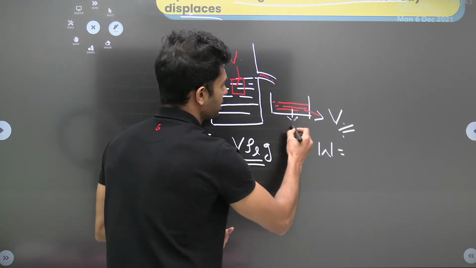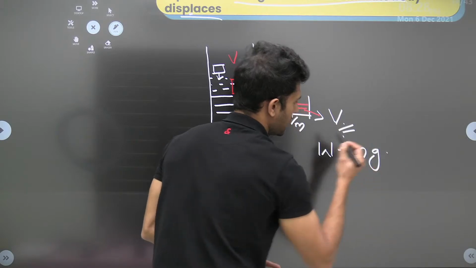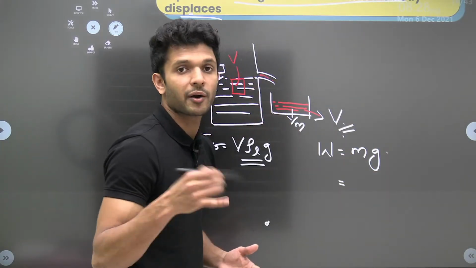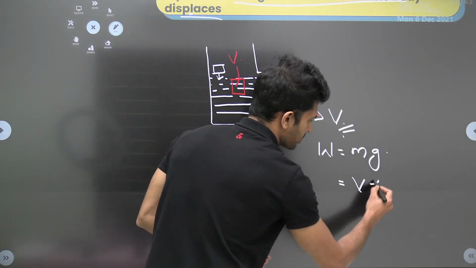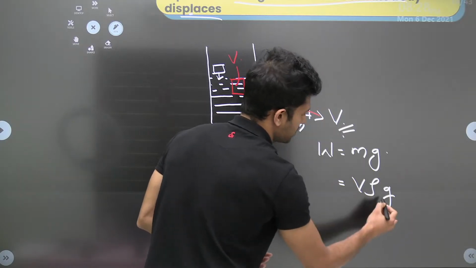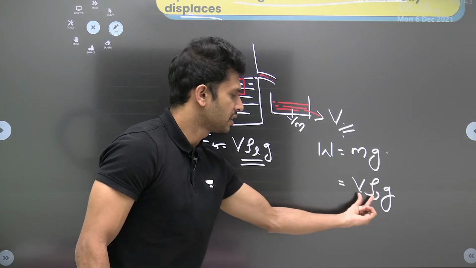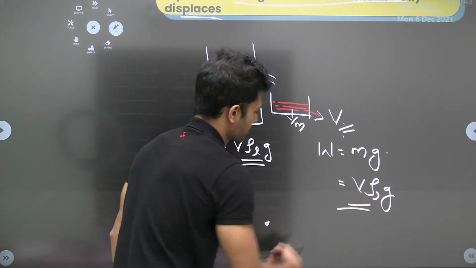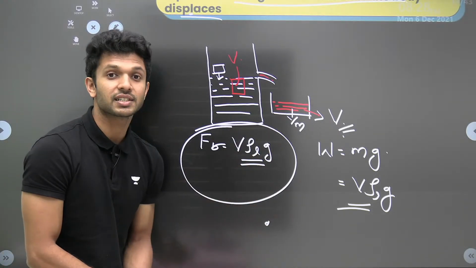Tell me, what is the weight of this particular fluid? Let's say it has a mass of M. What is the weight? mg, isn't it? How will you write the mass? Mass is volume into density, right? Volume, density, G. Density means density of the liquid, because we are finding the mass of the liquid. What is the weight of the liquid displaced? Volume, density of the liquid, G. What is buoyant force? Volume, density of liquid, G.